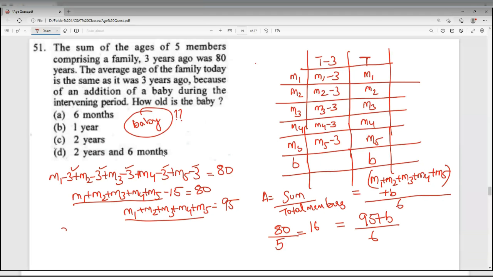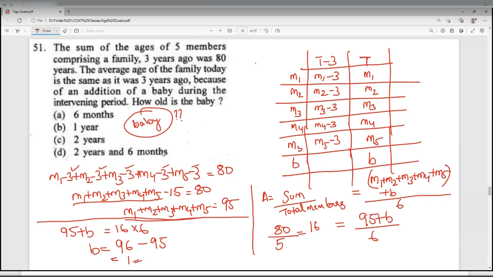So we have 95 plus B. I'm solving this here. 95 plus B is equal to 16 into 6. So B is equal to, 16 sixes are 96, minus 95. That is equal to 1. So the correct option is B.